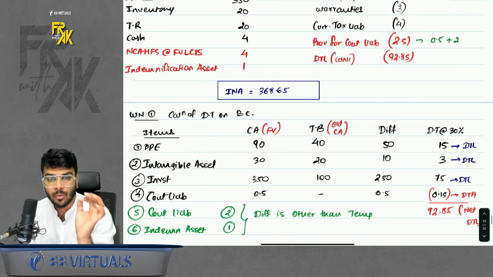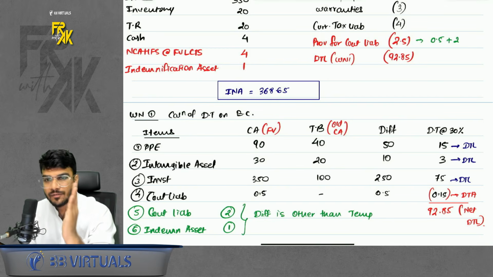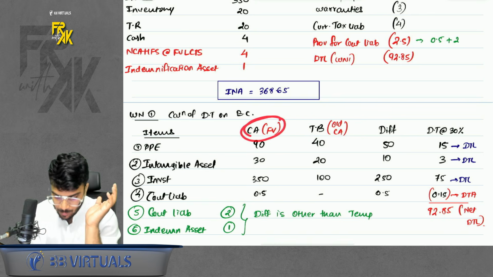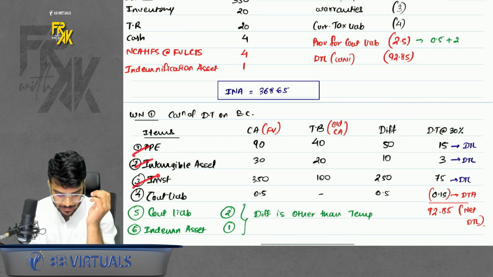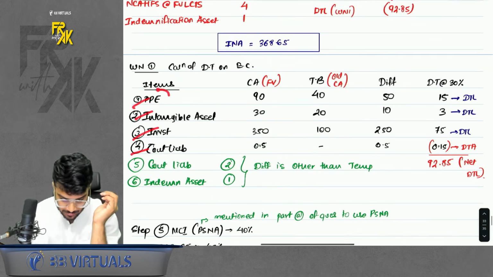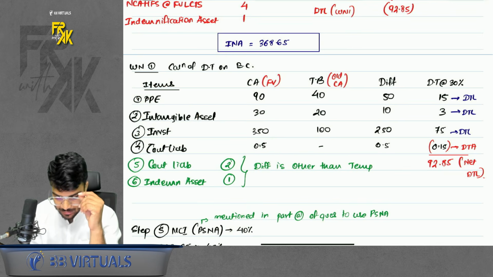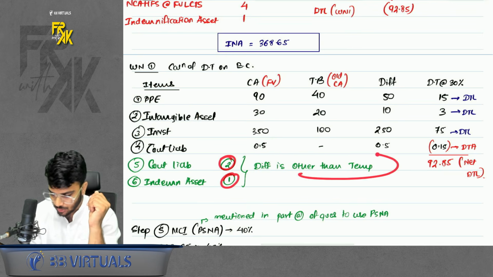Deferred tax will be created only on those assets whose carrying amount and fair value are different. So here the old carrying amount becomes tax base, new fair value becomes carrying amount. Okay. So for these three assets, they were different. These initial three, they were different. For contingent of 0.5, we will create, but for contingent of 2 and indemnification of 1, don't create it.